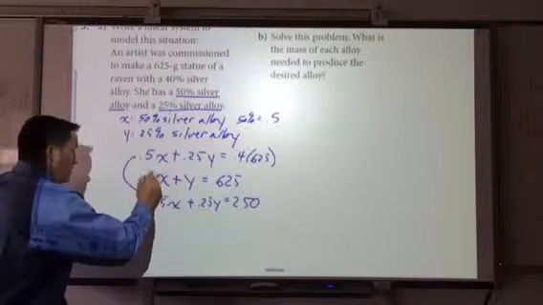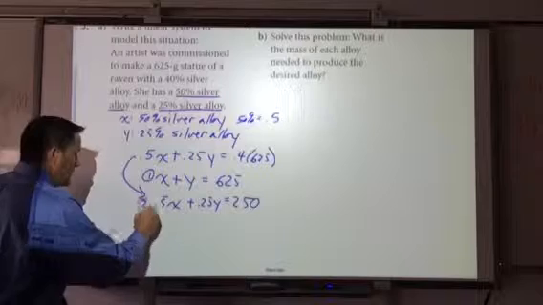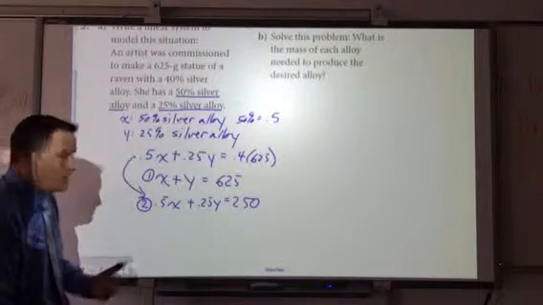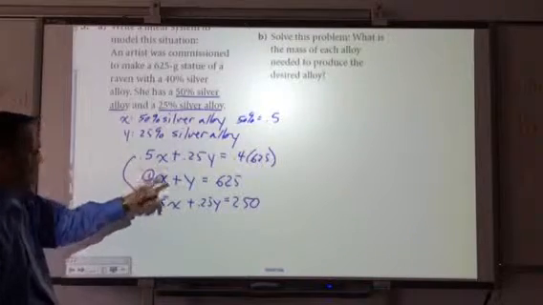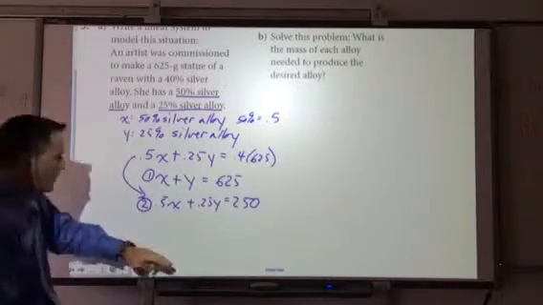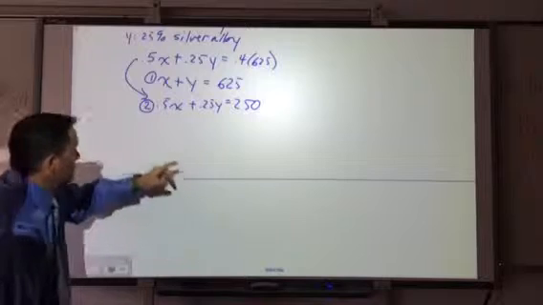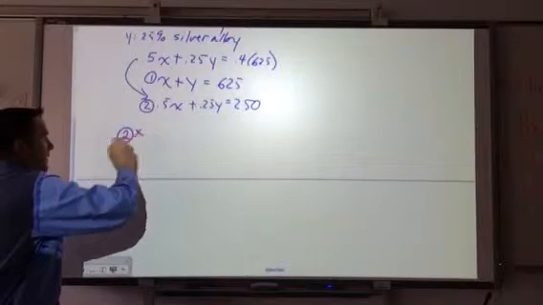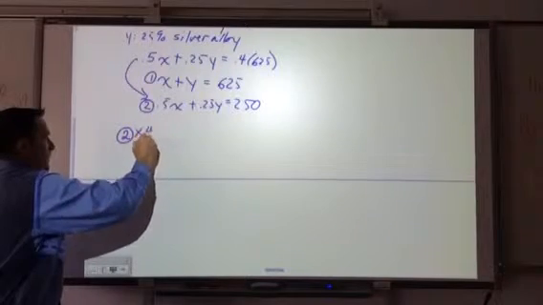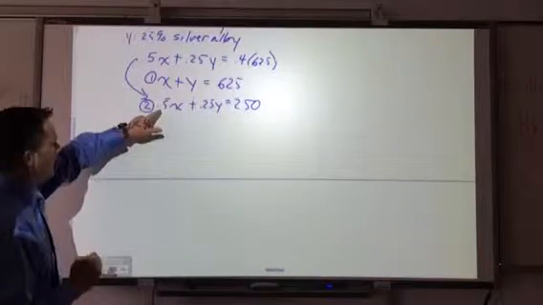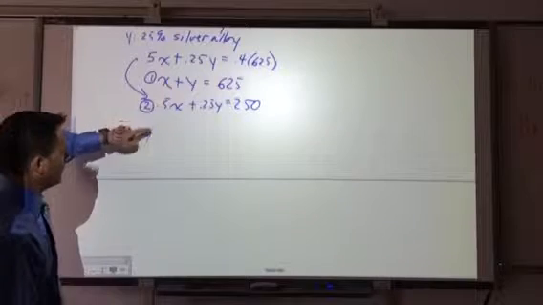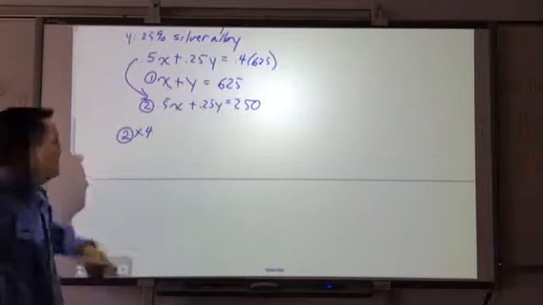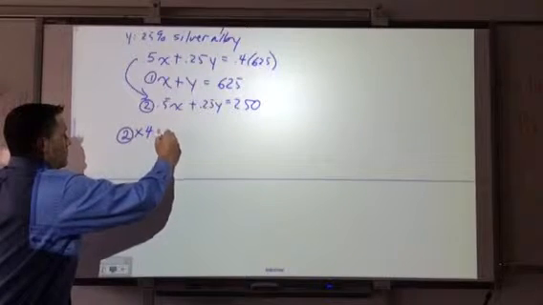So there are two equations, equation 1 and equation 2. I don't like decimals, I don't like fractions, so I'm going to take equation 1 and leave it as is. But equation 2, I'm going to multiply by 4. 0.5 times 4 is going to give me 2, but 0.25 times 4 is going to give me 1. That is going to equal equation 3.